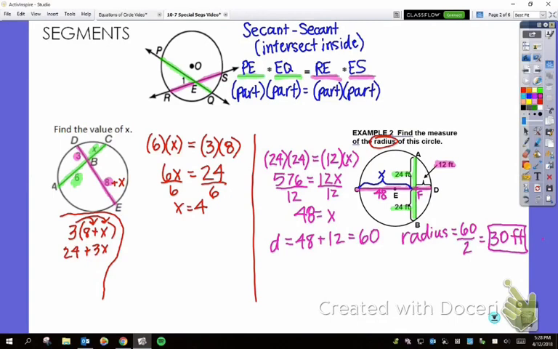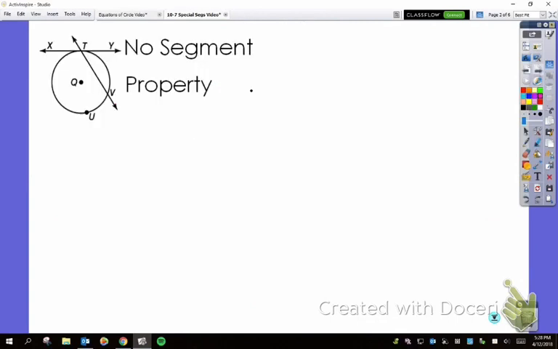Our second one you see on your foldable says no segment property. This is when we intersect on the circle, and we have no relationship when they intersect on the circle, so there are no examples for us here, so we're going to keep on moving.